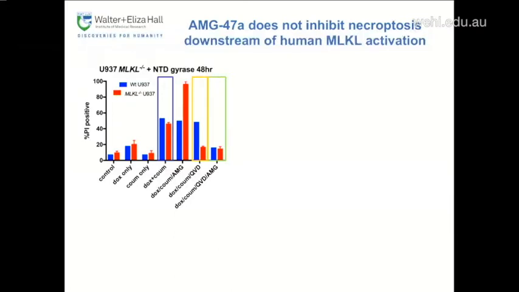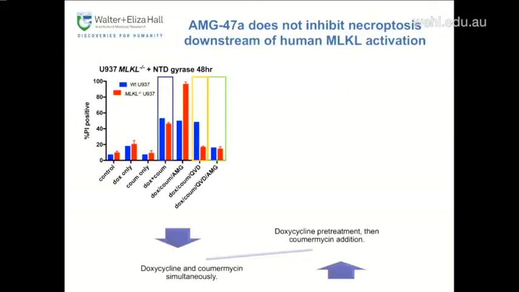So this suggested that what was happening here was more a caspase-dependent form of cell death rather than an MLKL-dependent form of cell death. Or potentially both, if that's confusing. So I ended up playing around with the methods a little bit, and I was trying the doxycycline and kumamycin simultaneously, and also doing an overnight or two-night doxycycline pre-treatment, and then adding the kumamycin.